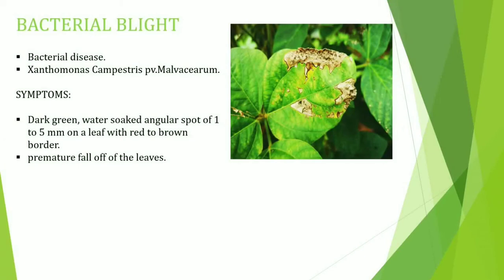So the next is the cotton leaf diseases. The first is bacterial blight. Bacterial blight is a bacterial disease mainly caused by the bacterium Xanthomonas campestris malvacearum. The symptoms are that bacterial blight starts as dark green water-soaked angular spots of 1 to 5 millimeters on the leaf with a red to brown border.